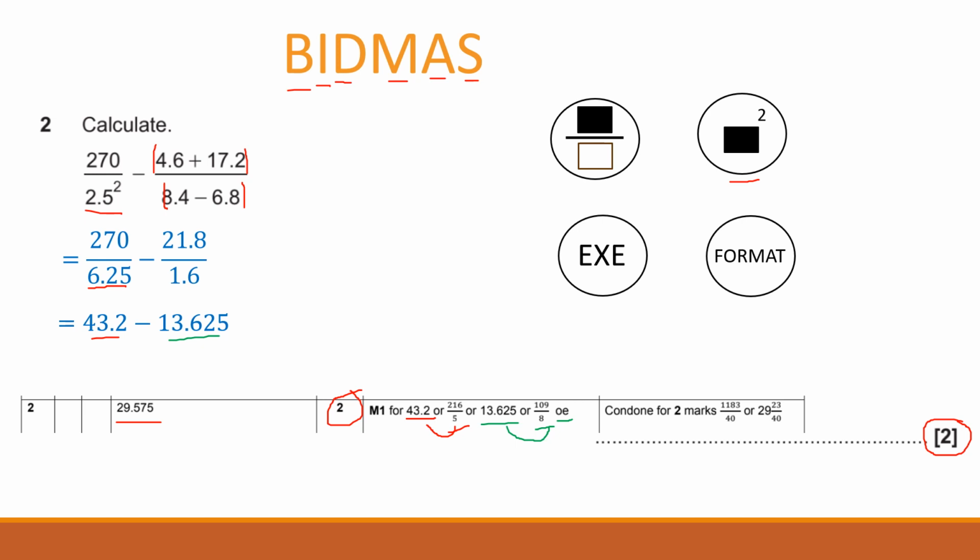Similarly for the final answer, instead of 29.575, you could have written the 2 answers which have been given over on the right hand side, as a top heavy fraction or a mixed fraction, to get the final 2 marks as well. Any of these answers are acceptable.